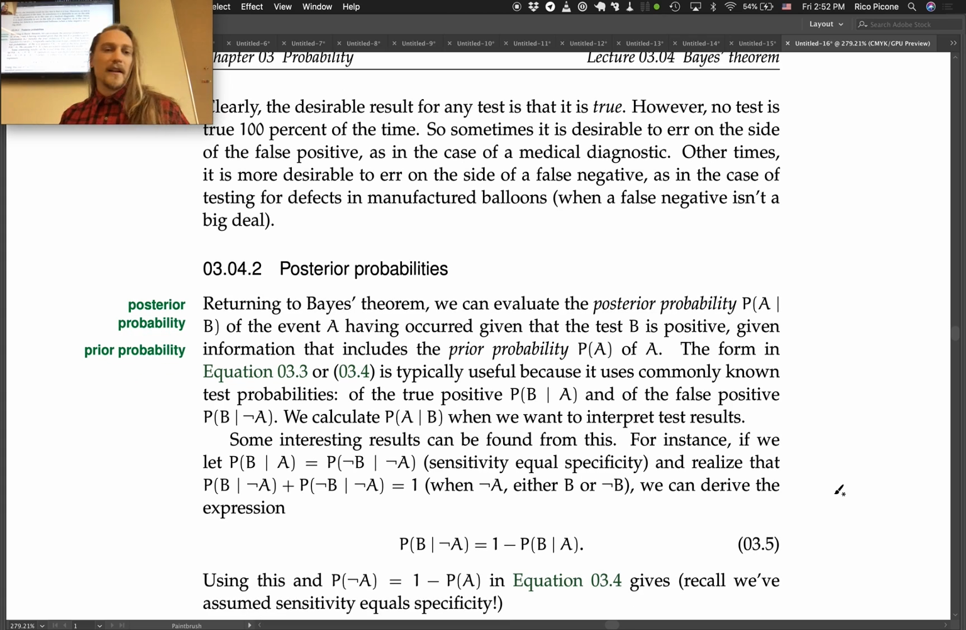Posterior probabilities. Oh, shoot. I don't know if my mic was working during that. We'll see. Anyways.